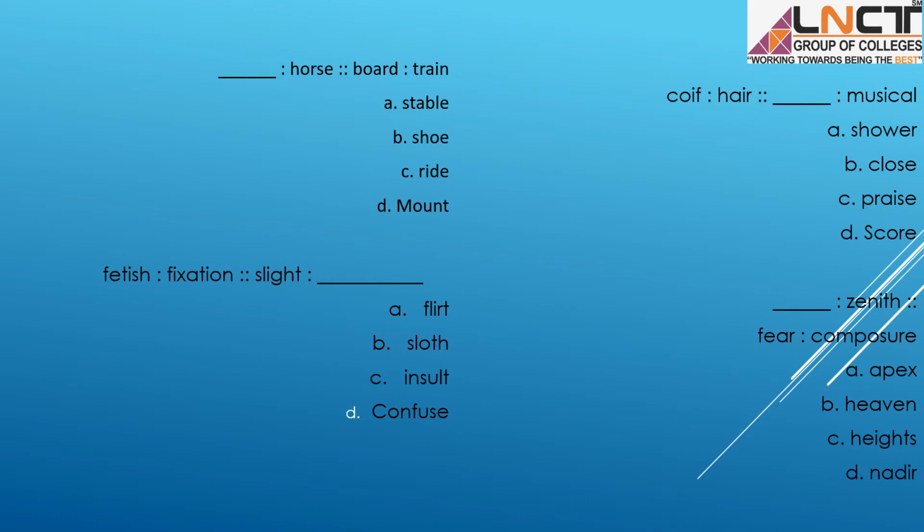Fixation is also a kind of desire, and if you are fixated on someone or something, it means that you are bent upon either watching them or doing that particular thing. You can have a fixation for anybody or anything. It all depends upon the situation.